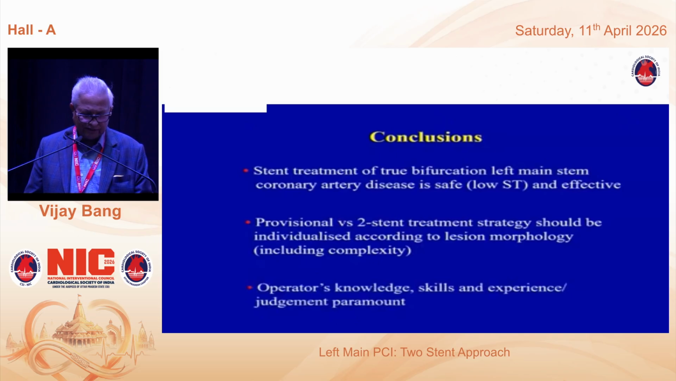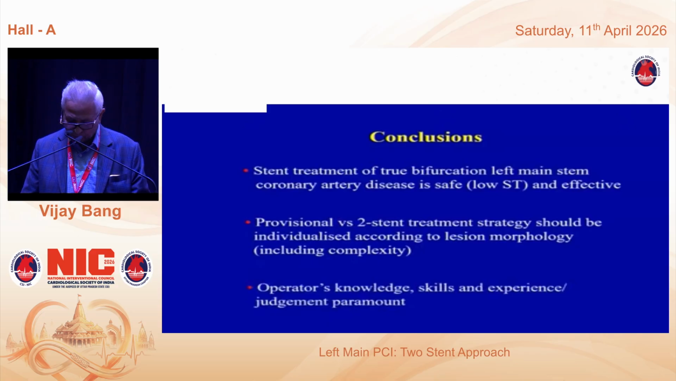So in conclusion, I would say that stent treatment of true bifurcation left main coronary artery disease is a very effective treatment, no doubt about that, particularly if SYNTAX score is low and intermediate. If it is high, with very complex lesion with calcium, and surgery is not possible, that's where the PCI results are slightly compromised, unless the stents are properly optimized and the long-term results are very good. So between the provisional and two-stent strategy, complexity of the lesion and morphology should be kept in mind. And operator's knowledge, skill, experience and judgment is of paramount importance in successful PCI with two-stent strategy. Thank you.